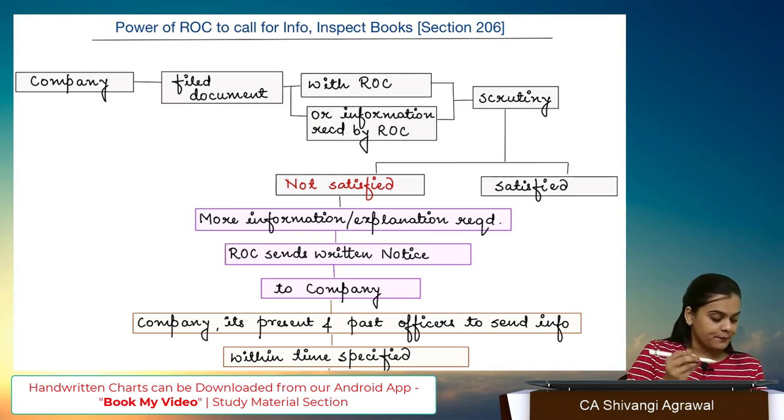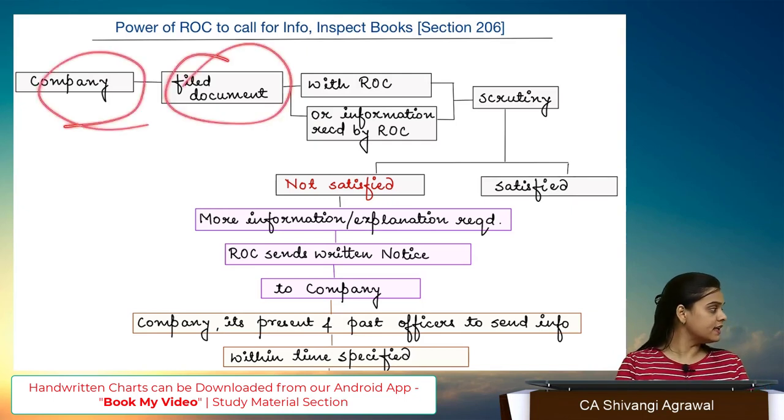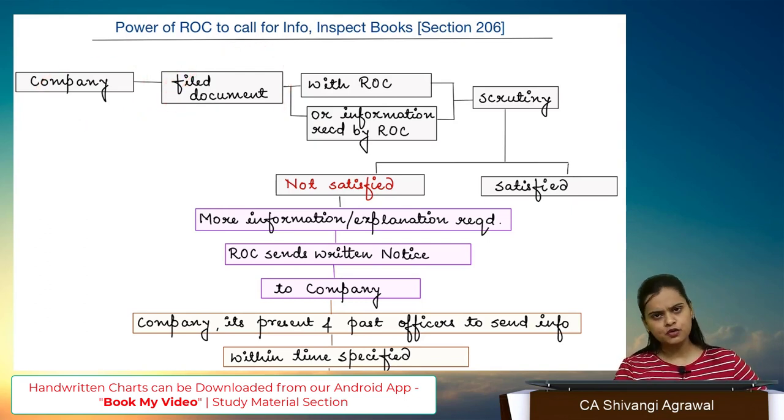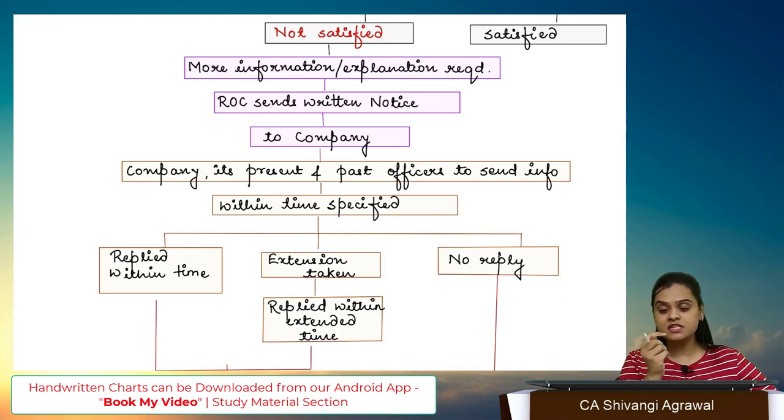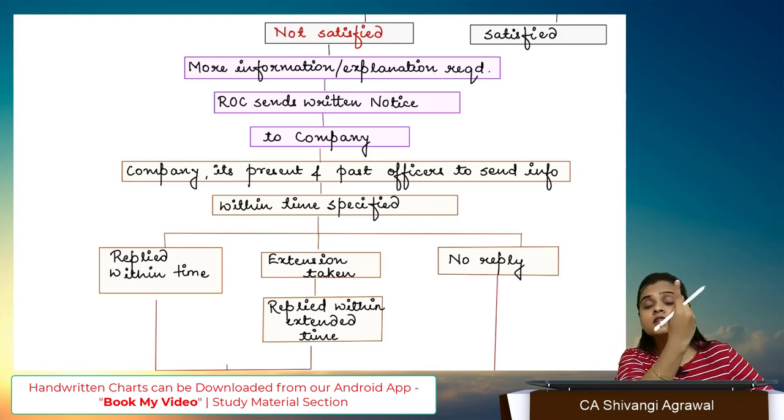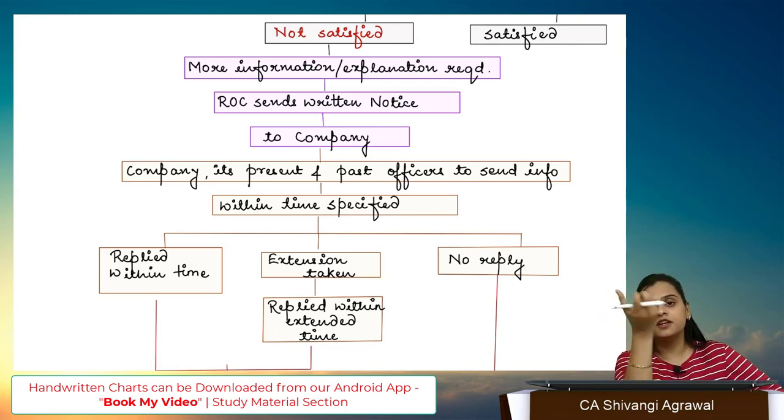Section 206, company files a document. Undoubtedly, we all know that a lot of documents are filed with the ROC, and a lot of information is received by the ROC. Supposedly, the ROC receives a piece of information which it finds creates some suspicion or is incomplete, and seeks more information. At that point, the ROC sends the first notice to the company. First notice, not for inspection, not for inquiry, not for investigation, but just for seeking some more information.